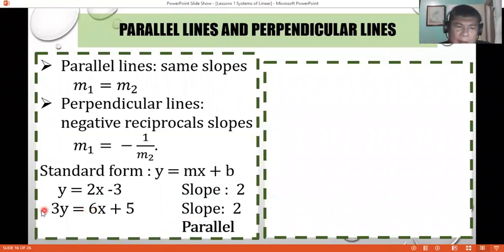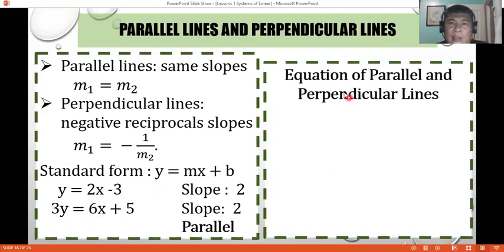Halimbawa, this is 6. Kunwari, ito 6. Tapos ito yung 3. E di 3, tapos negative 3 ito. Ulitin ko. Halimbawa, 6 ito negative 3. Pag dinivide natin ng 6, magiging negative 1/2. Perpendicular naman ang tawag sa kanila. Equation of parallel and perpendicular lines.